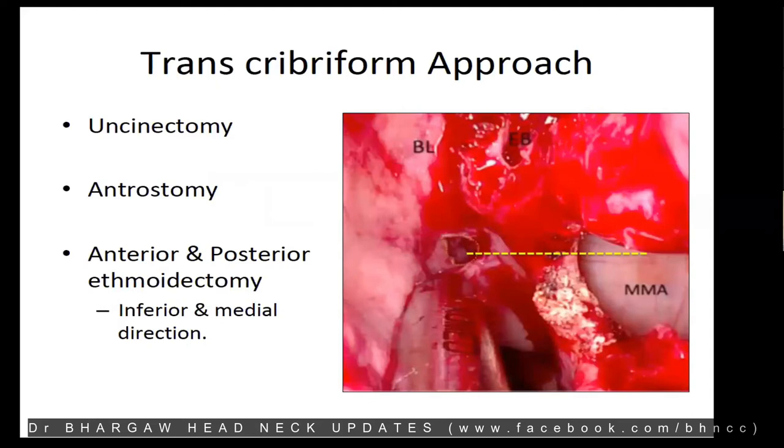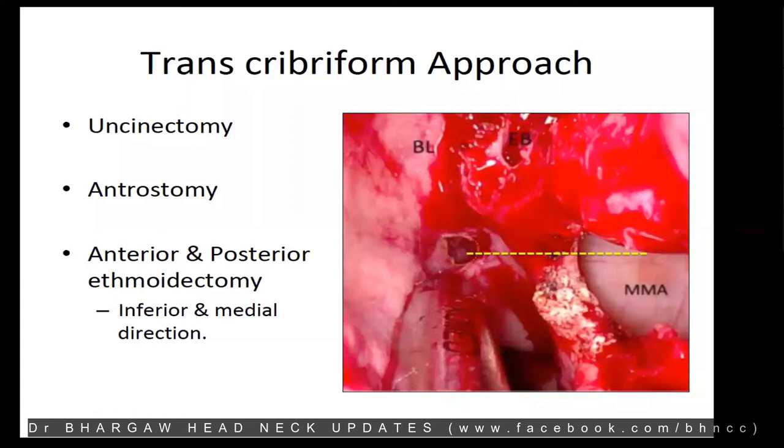There can be modifications to this. I'll not go into the modifications. I'll tell you what the classical steps are, so that they can be modified based on the type of disease that you're dealing with. When a tumor is present, then it's a different thing. But I'll tell you what the steps are as such in the subsequent slides.